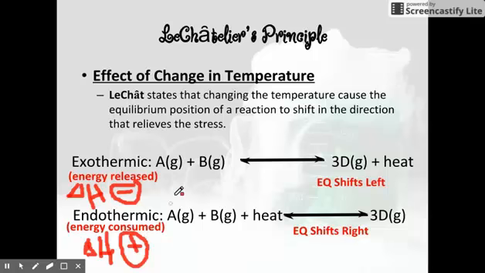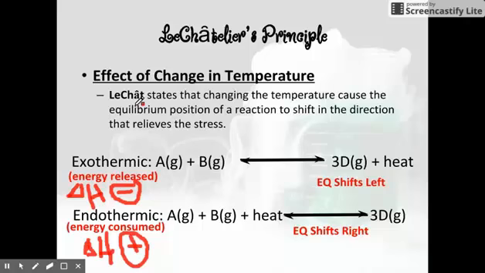So we have to think of heat as just being a substance, like A or B. So if it's exothermic, heat is leaving. So heat becomes a product. In an endothermic reaction, we need to consume energy. So heat is thought of as a reactant. So just like in our last example where we were removing or adding a substance, heat we can add or remove, and it's going to do the same shift like we saw in the last one.